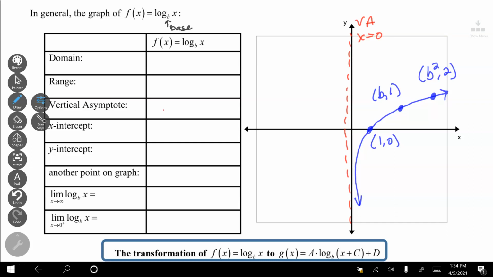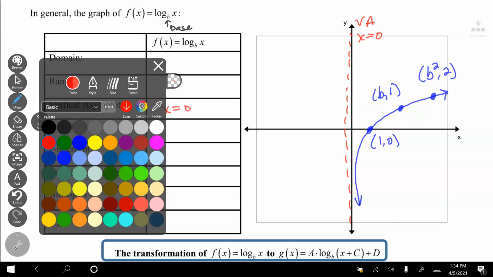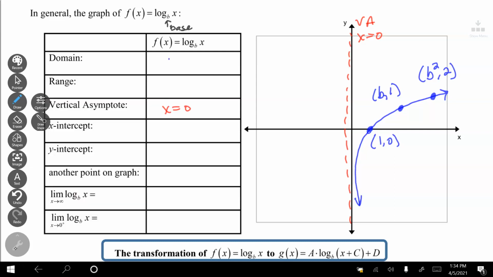So my vertical asymptote is x equals 0. My domain is 0 to infinity. My range is all real numbers. My x-intercept is (1, 0). My y-intercept, there is none. Another point on the graph would be (base, 1), or (base squared, 2), (base cubed, 3), and so on and so forth.